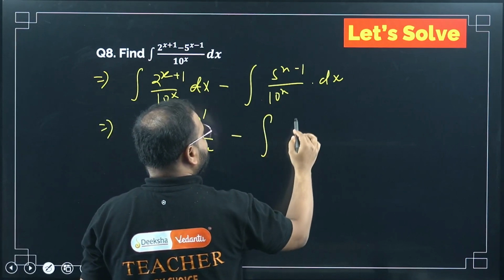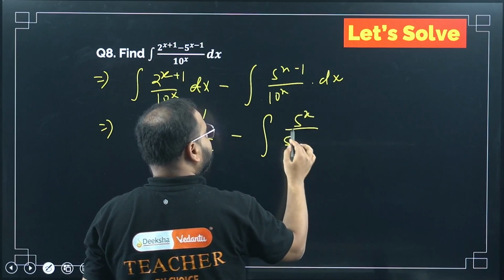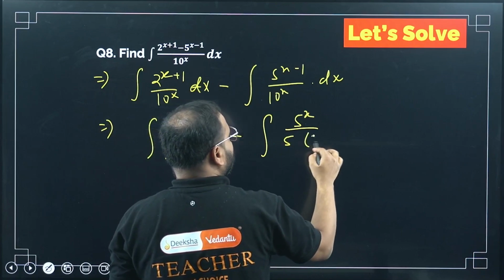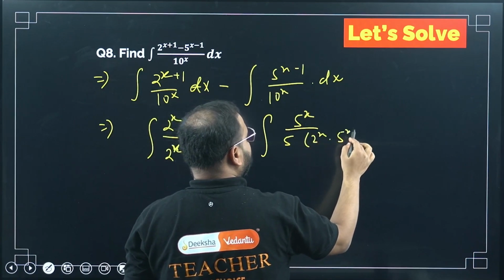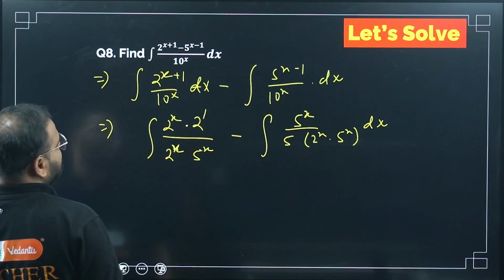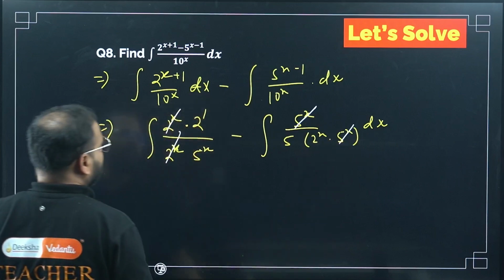Same way I can go over here also. 5 power x minus 1 means 5 power x upon 5. And what about this? 2 power x times 5 power x, dx. Yes, check. Okay, this is also dx.